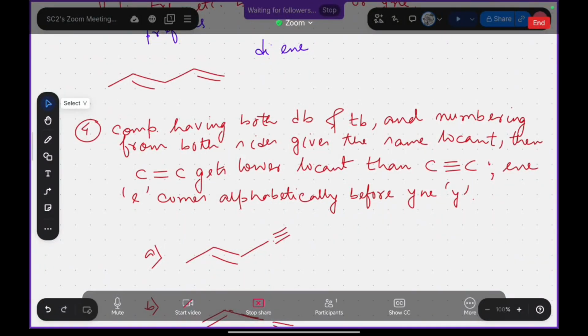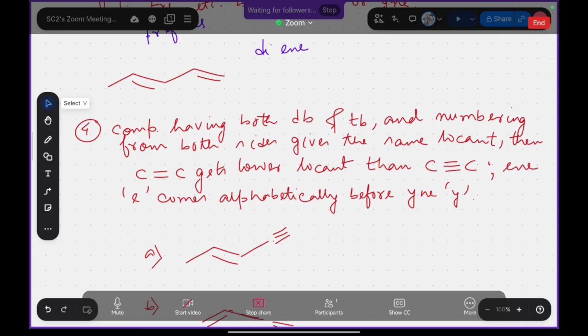Because, just as I said, if numbering from both sides gives the same locant, then alphabetically lower gets the lower locant. Alphabetically, E in ene comes before, so it is given the lower locant. But alphabetically Y in yne comes later, so it is given the higher locant.